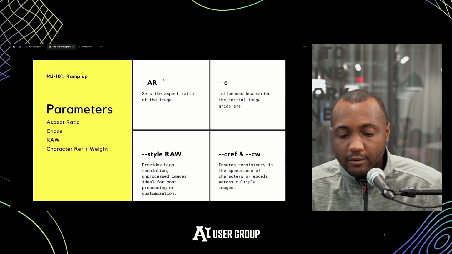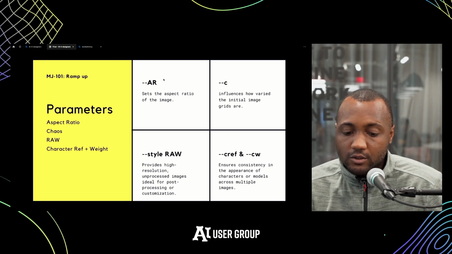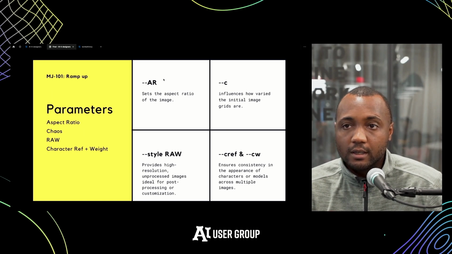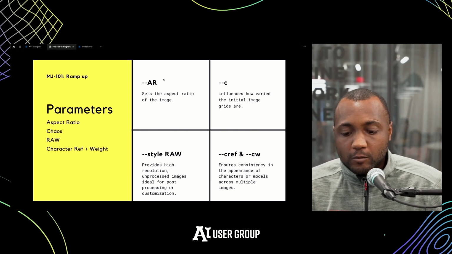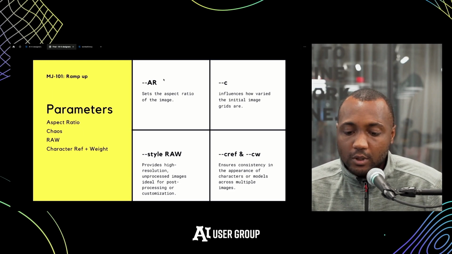And then one of my favorites is the style raw to just give you a more high res image. In general, I think the images turn out better when you style raw. And the big one, especially for on brand, especially if you want to try to create a scenario where it does appear like you conducted a whole photo shoot, you're going to want to learn character reference and how to use character weight. This ensures that you get the consistency of those characters throughout the images, essentially giving you AI models that you can use throughout the different photos that you plan on using on your website.